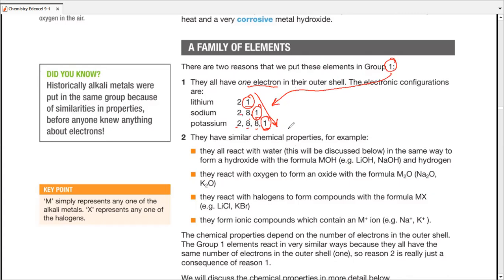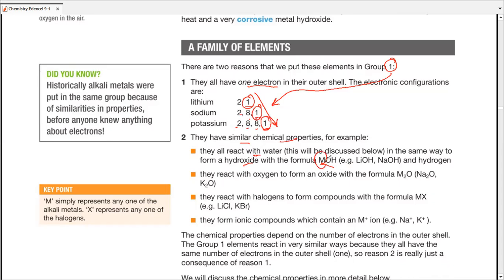The second, more important, and a bigger similarity at that, is that they have similar chemical properties. Now, the word similar means somewhat same. It's not going to be exactly same. It's going to be somewhat same. For example, they're all going to react with water, as we have stated before, and they're going to form a hydroxide with this formula, MOH.